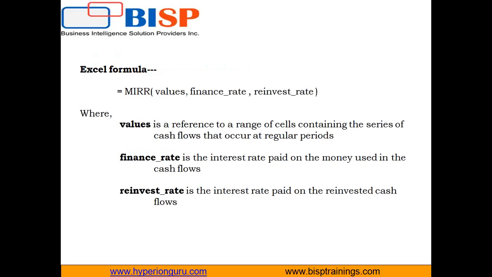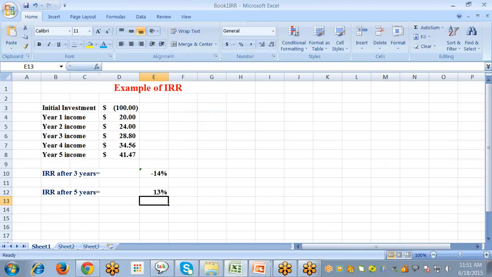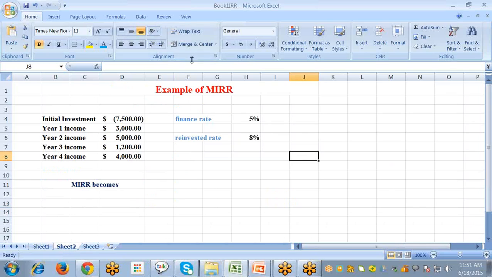So here's the formula of MIRR, which takes three arguments. The first one is the values, a range of cells that represents the series of cash flows. Then we have the finance rate, the interest rate that you pay on the cash flow amounts. And then the reinvestment rate, the interest rate that you receive on the cash flow amounts as they are reinvested. So let us look at an example of MIRR.